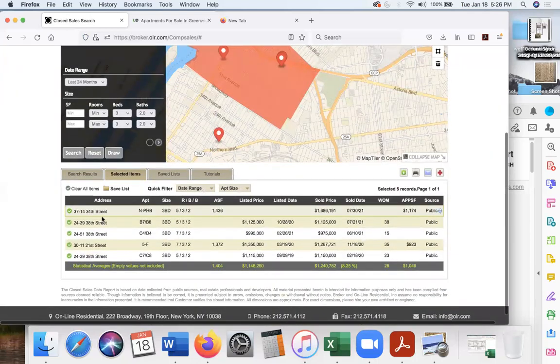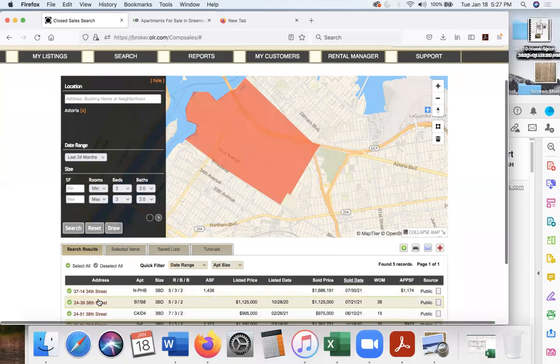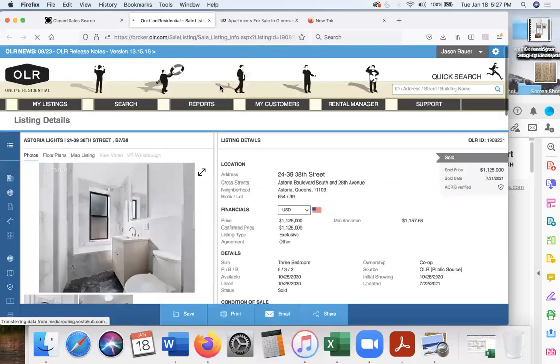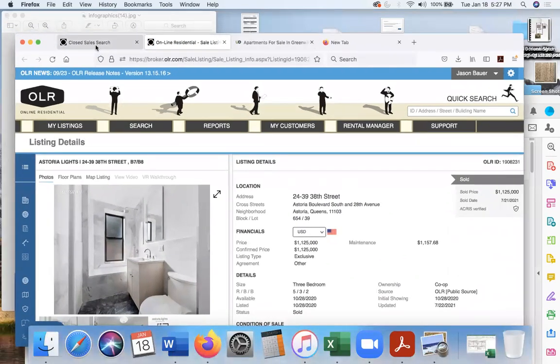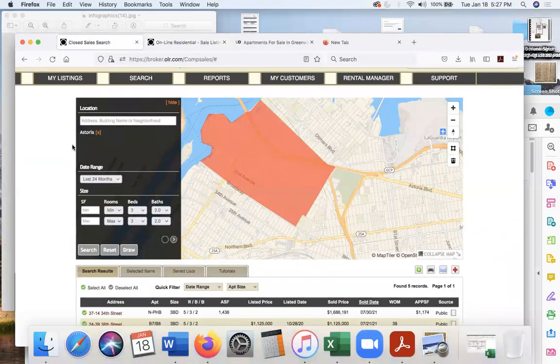The cool thing is, if it's been on the market and there's a listed price and stuff like that, you can often, under the search results, click on the listing and it will open up the OLR listing. So again, you can look to see if it's a good comp, if it's a bad comp, kind of what's going on with this. Again, you can download this information. You can share it with your clients. There's a lot that we can do with this closed sales data.